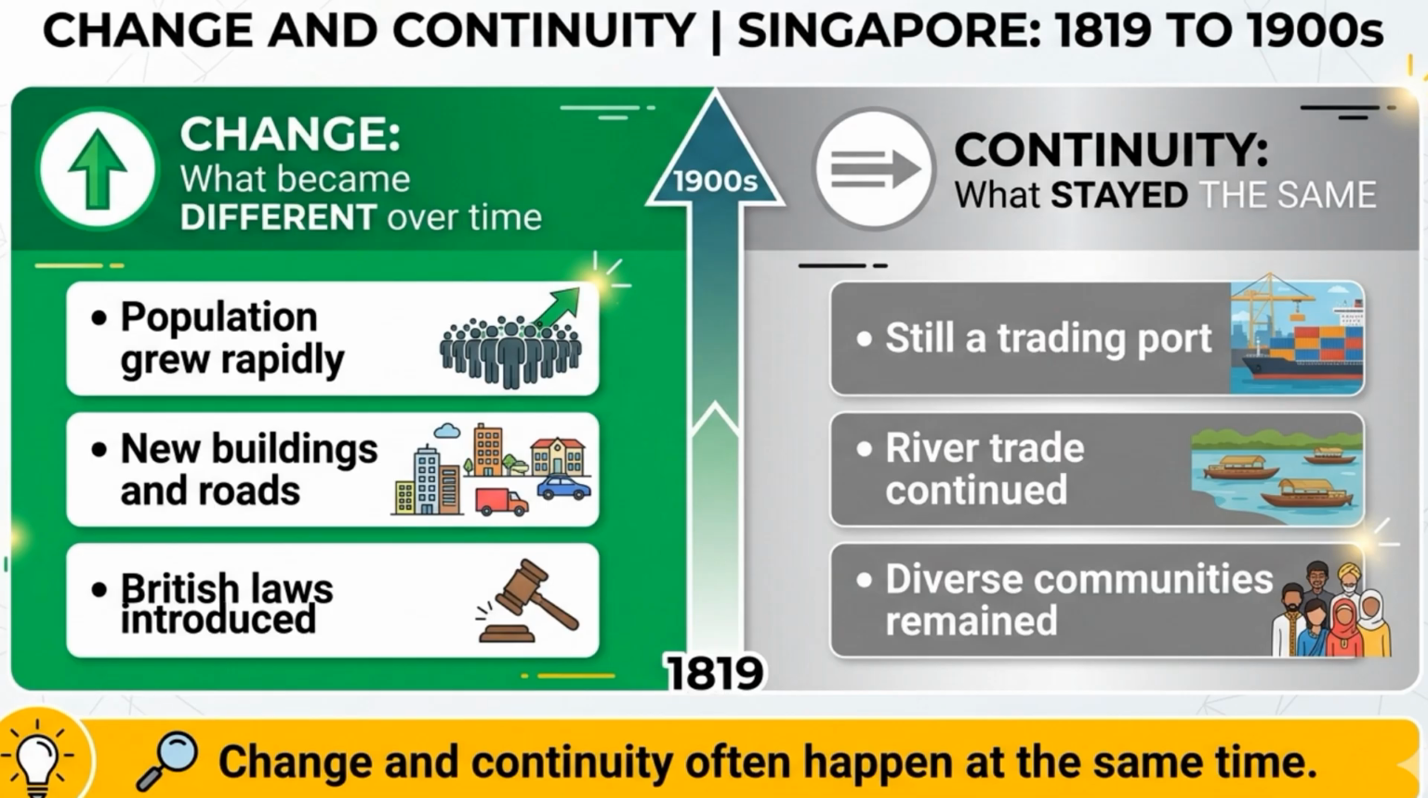In Singapore between 1819 and the early 1900s, many things changed. The population grew rapidly as migrants arrived. New buildings, roads, and port facilities were built. British laws and administration were introduced. But many things stayed the same. Change and continuity happened together. And a good historian notes both.